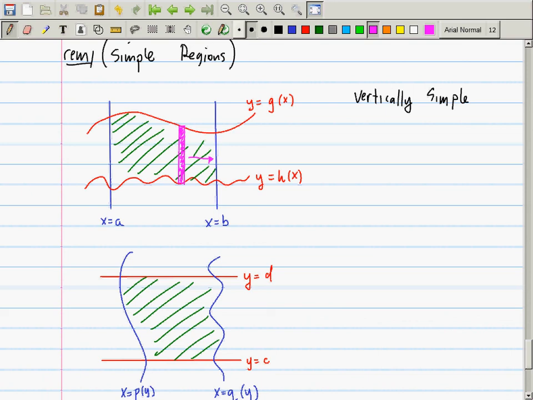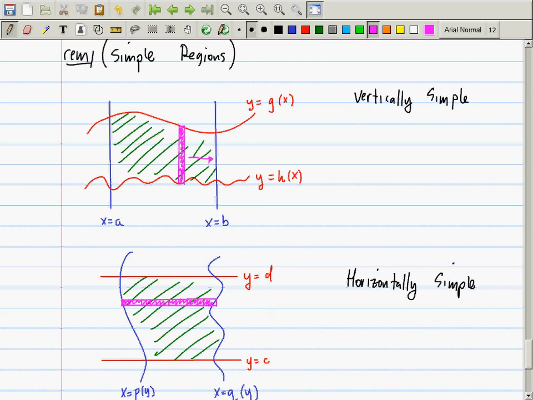Now, use your imagination, what do you think this one's going to be called? Horizontally simple. This one's called vertically simple because you can use vertical rectangles in the calculus sense. So why is this one called horizontally simple? Because you can use horizontal rectangles. So let's draw a horizontal rectangle. I hope everyone remembers the Calculus 1 argument where we said we're going to decompose a shape into infinitely many infinitesimal rectangles and continuously sum them, and this thing is called an integral.